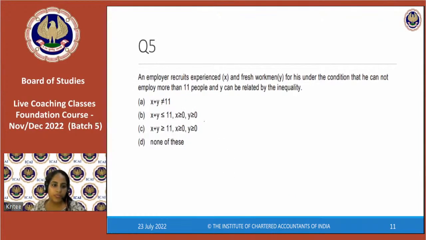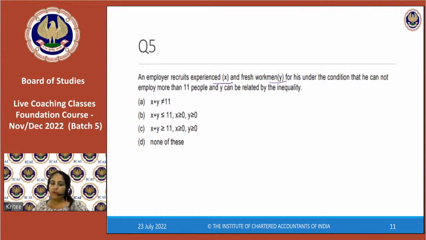Next question. An employer recruits experienced workmen, represented by X, and fresh workmen, represented by Y, under the condition that he cannot employ more than 11 people. Everybody has given me good answers. Yes, Nital, Rahul, Ashdeep, Bibhu, Jasgun, you are correct. Moving towards question number 5.